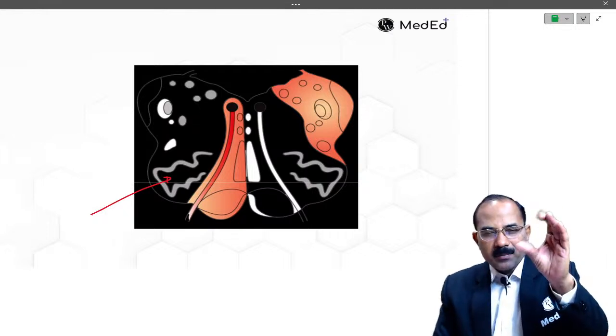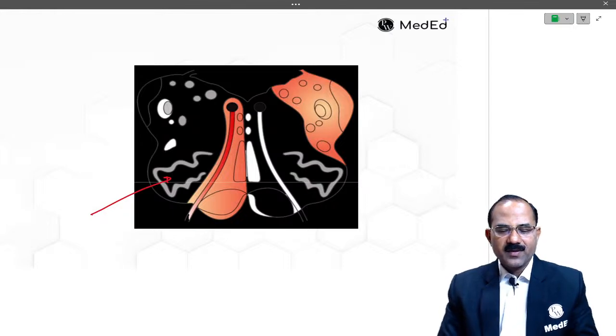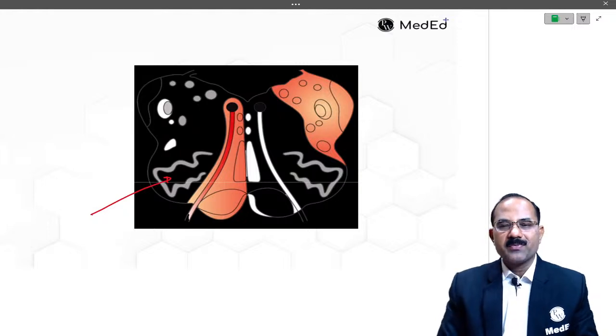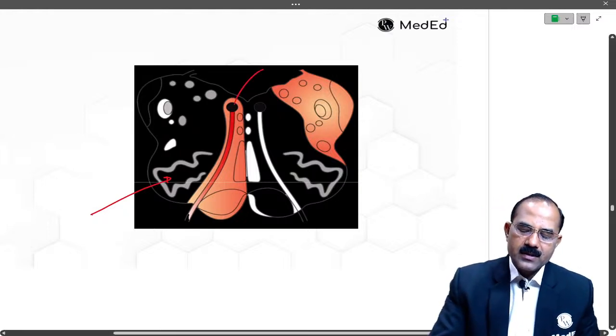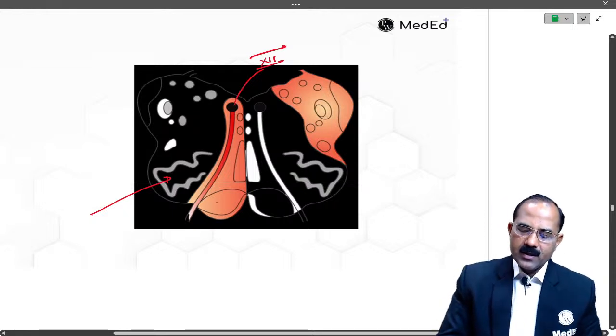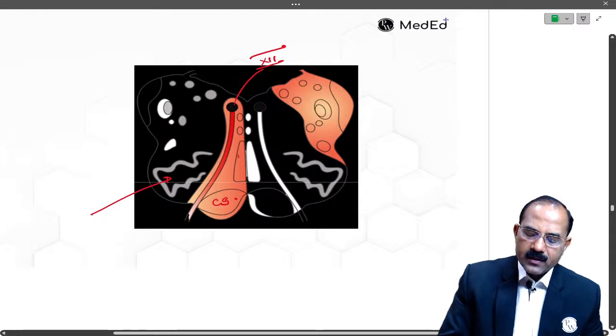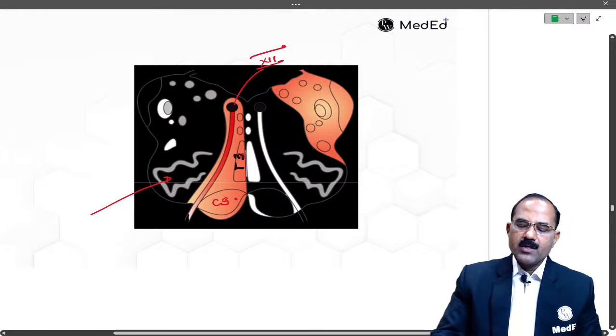Yes, a purse-like appearance. Which nucleus is that? Purse-like appearance. It is not the pons, children, this is not the pons. This is the medulla. That's the inferior olivary nucleus. Inferior olivary nucleus, that's the medulla. Okay, what is this? This is the hypoglossal nucleus. Hypoglossal nucleus. These are the corticospinal tracts. And this is what we call the medial lemniscus.